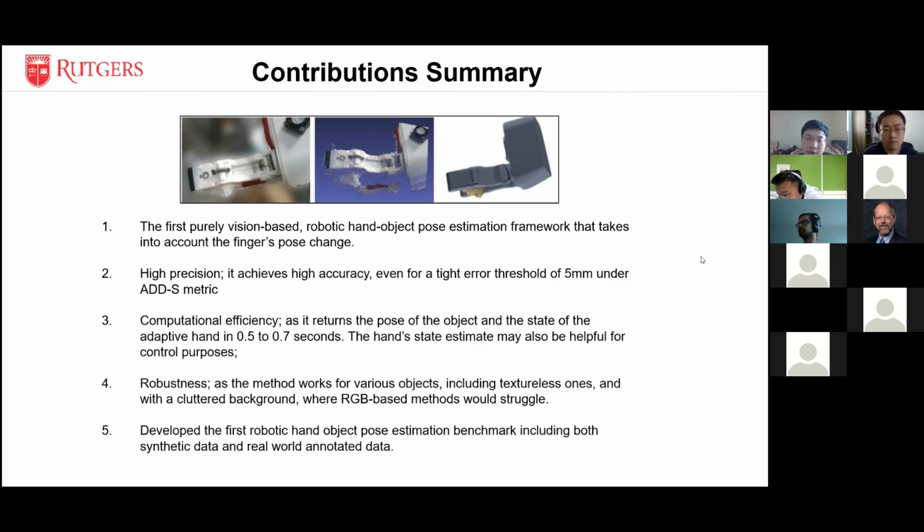Also, many pose estimation methods use tactile sensing to assist the tracking because of the severe occlusions. But tactile sensing is not always available, and it also introduces cost. So we are interested in exploring whether we can solve this problem using only a camera. It also has the desired properties of high precision, computational efficiency, and robustness, which will be shown in the experiments. And because of the lack of a suitable dataset, we also developed the first robotic hand object estimation benchmark, including synthetic and real-world annotated data.